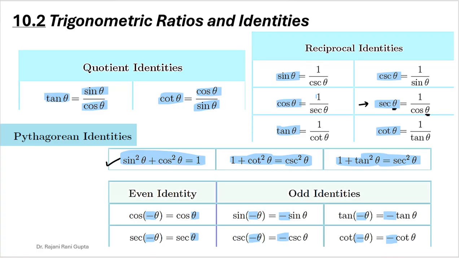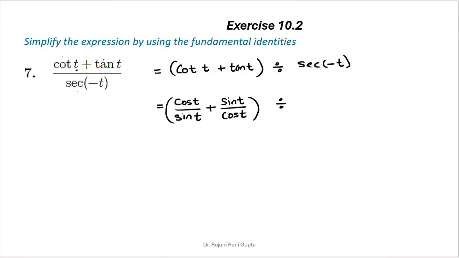So first we use the identity: secant of minus theta is secant of theta. So it absorbs the negative sign. So first we use this rule and then we convert it into cos. So secant of minus t will be secant of t. Now we have to simplify this. So let's see how we simplify.